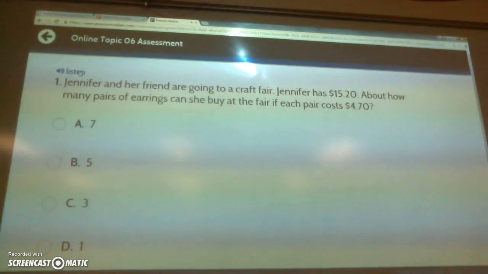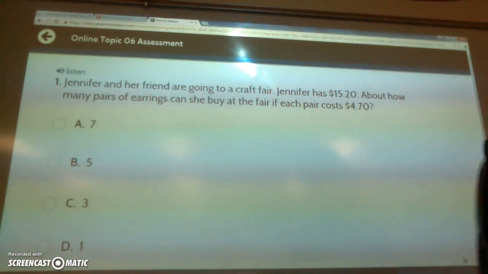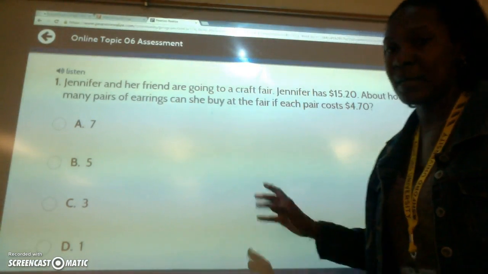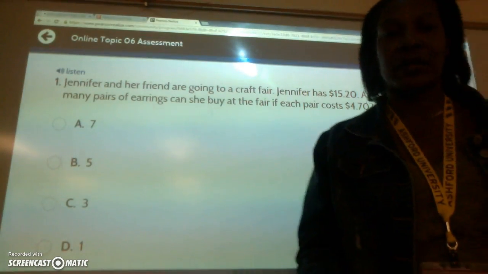Jennifer and her friend are going to a craft fair. Jennifer has $15.20. About how many pairs of earrings can she buy at the fair if each pair costs $4.70? Okay, pause it and allow the students time to work their strategies.